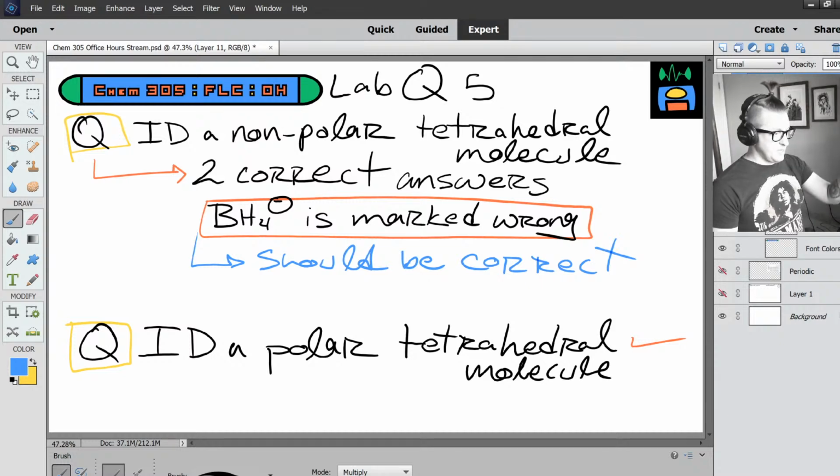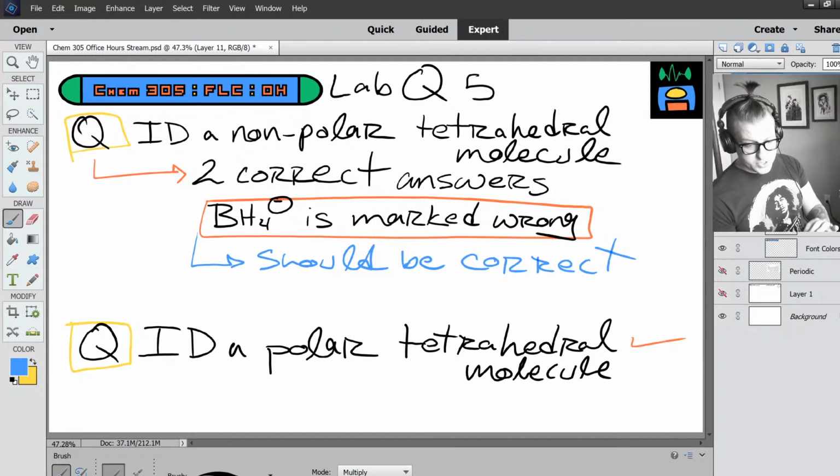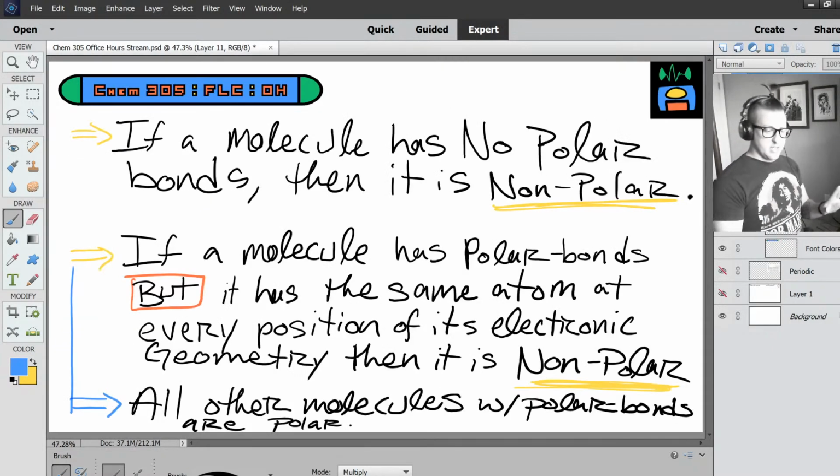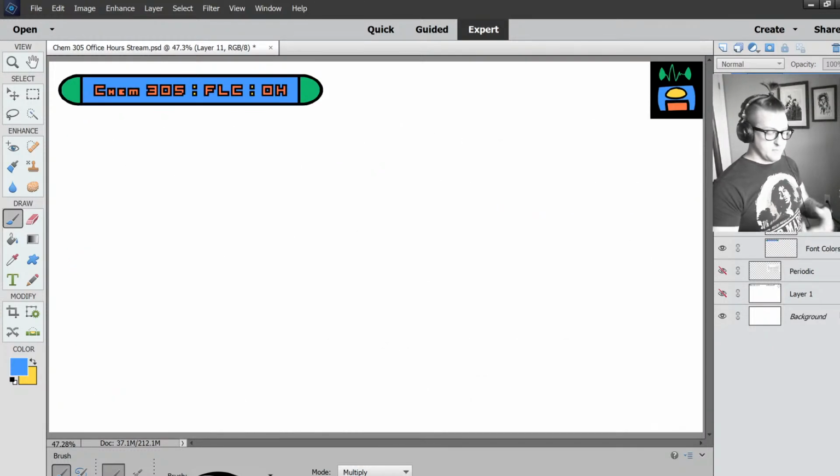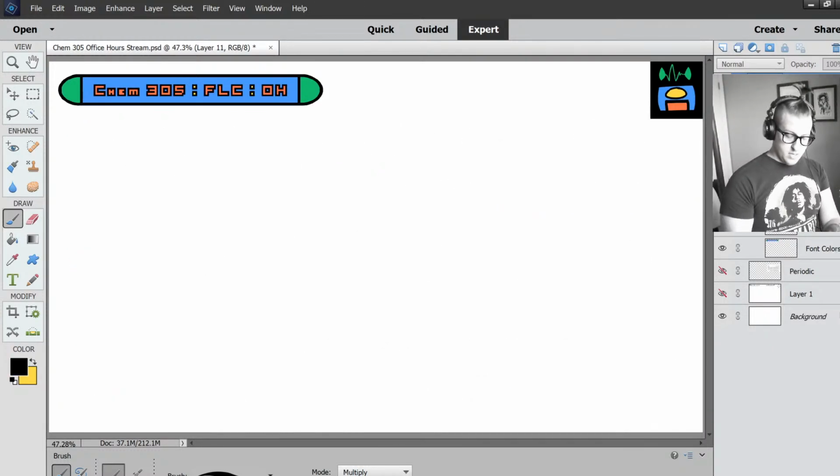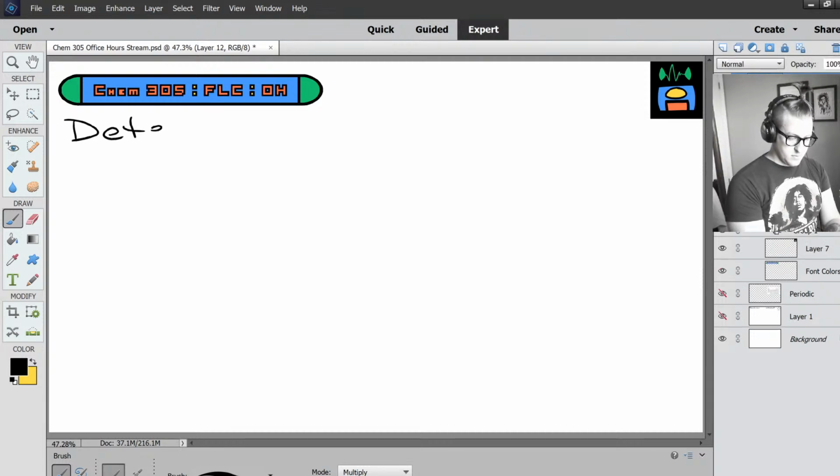So scrolling back up, how do you know if a molecule is polar or nonpolar? It all dials back to looking at the difference in electronegativity and whether or not you have the same number of atoms on all positions. So for example, let's just determine polar versus nonpolar.